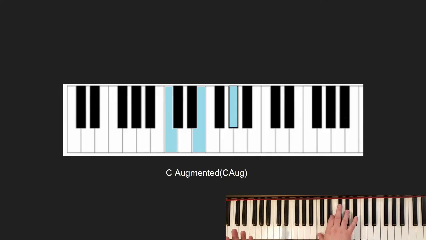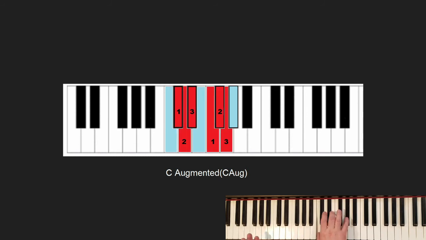Now, the augmented chord is the exact opposite of a diminished chord. Instead of a minor stacked on a minor, it's a major stacked on a major. So you'll have 3 notes between the first and third, and you'll have 3 notes between the third and fifth.